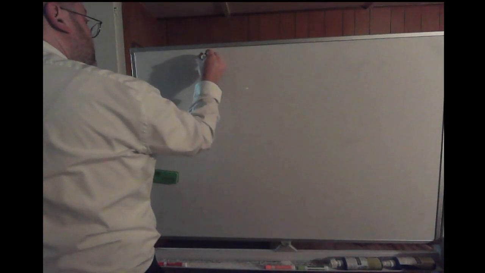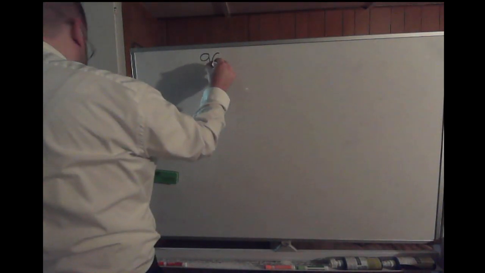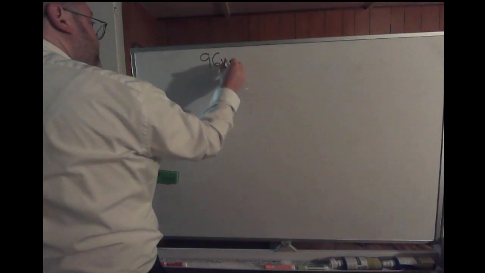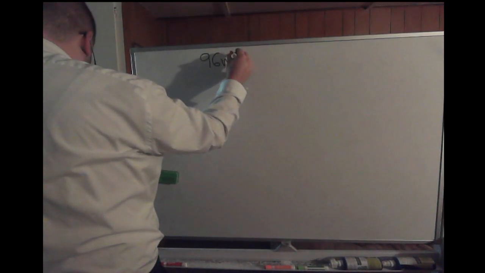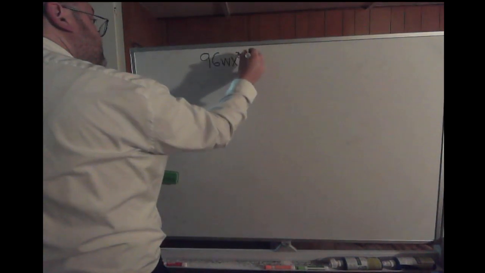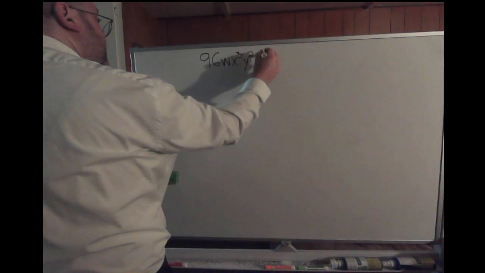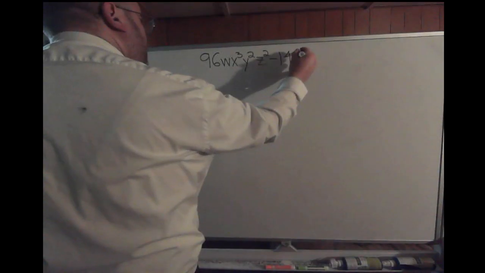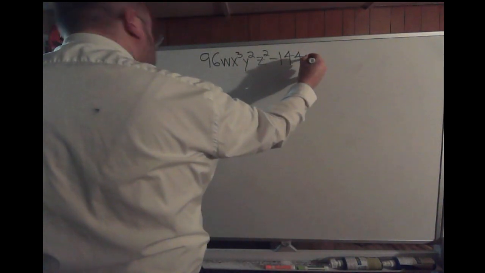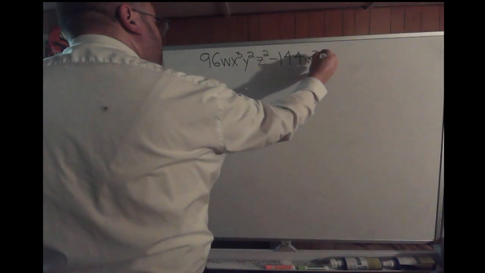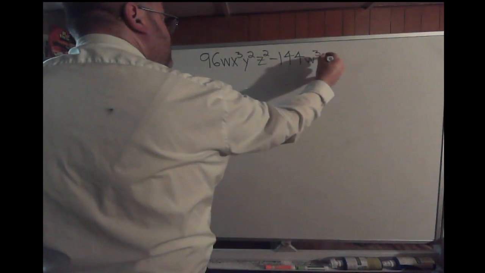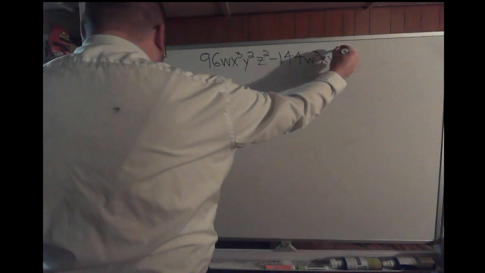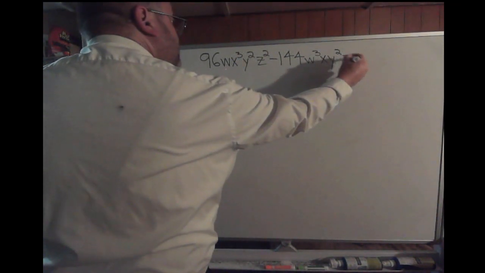Alright, they're throwing it at us for the last two examples. Got 96wx cubed y to the second z to the second minus 144w to the third x y to the second z to the second.